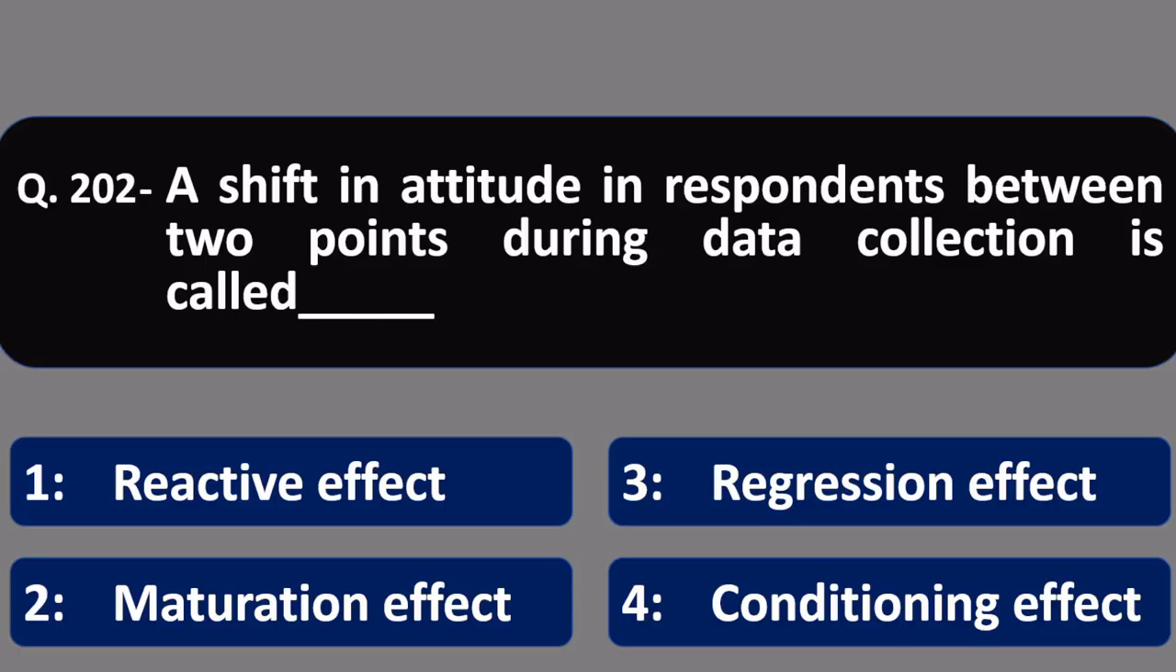Friends, shift in attitude means change in responses of the respondents. When the data are collected twice from the same respondents by using the same tool, the change in responses is seen without any reason. It happens. What is it called? It is called regression effect. It is also called statistical regression. The option number 3 is correct. Regression effect.